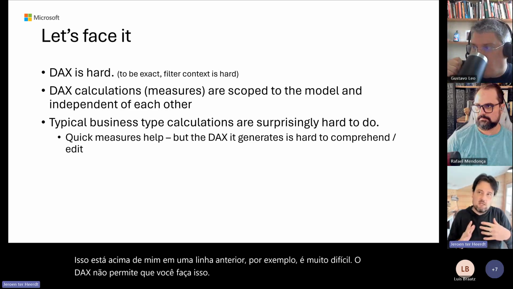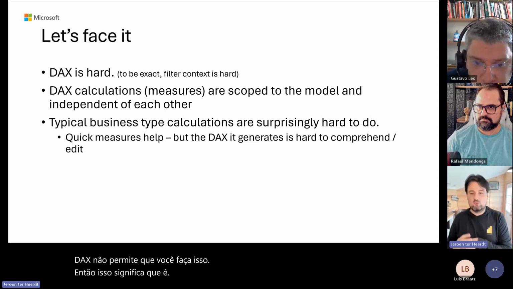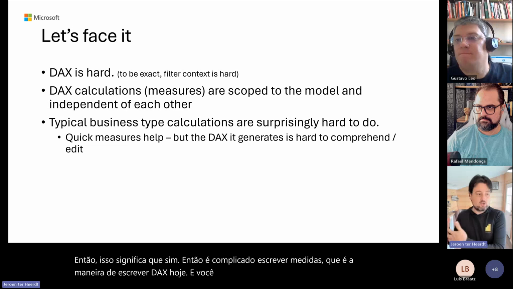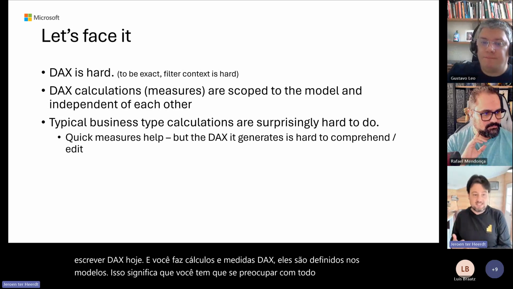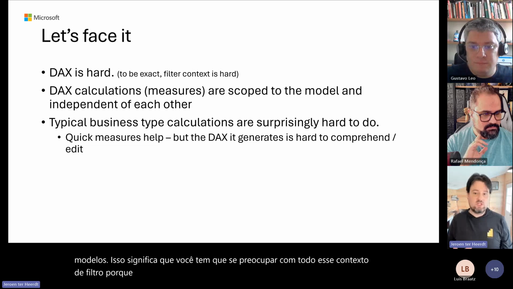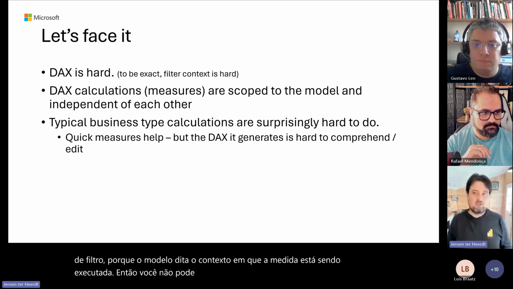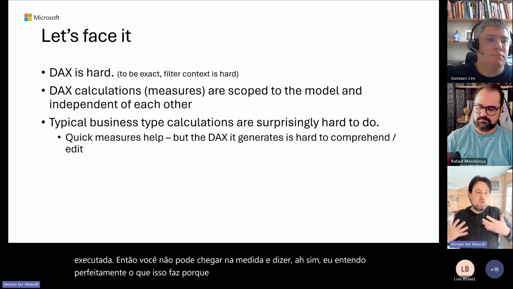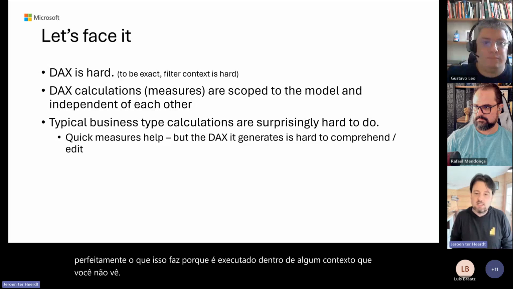So that means that it's complicated to write measures, which is the way to write DAX today, and you do DAX calculations and measures. They are scoped into the models. That means you have to worry about all this filter context, because the model dictates the context in which the measure is being executed. So you cannot walk up to the measure and say, oh yeah, I fully understand what this does, because it is executed inside of some context that you don't see, you don't visualize. It's impossible to see that.